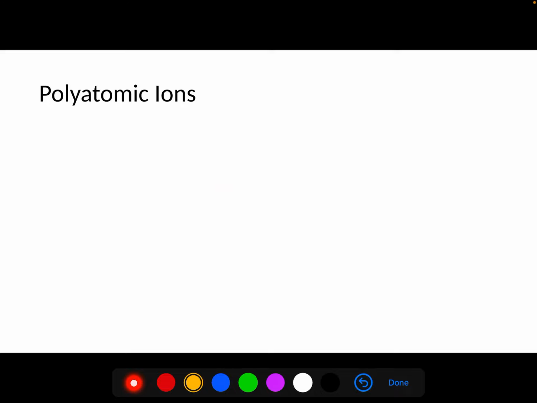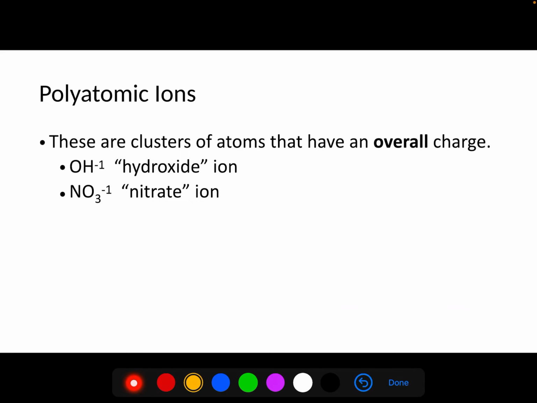The next thing I want to tell you about are the polyatomic ions. The polyatomics are poly, many, atomic, atom, many atom ions. So they're clusters of atoms that have an overall charge. The easiest, or the first one we learn about, is the hydroxide ion, or OH, with a -1 charge. The second one is the nitrate ion, and there are many, many more after that.